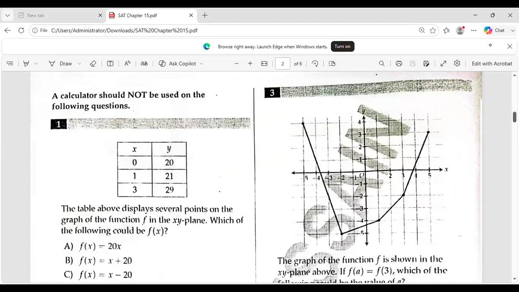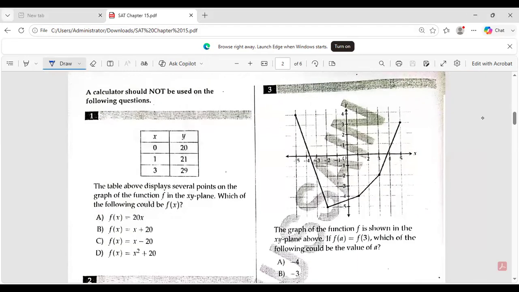Okay, so let's try to solve question number 3. Let's see what the question says. The question is specifically mentioned in the graph of the function. Let me just zoom out a bit. Shown in the xy plane above. If f(a) is equal to f(3), which of the following could be the value of a?